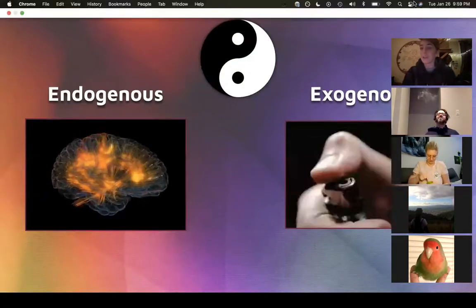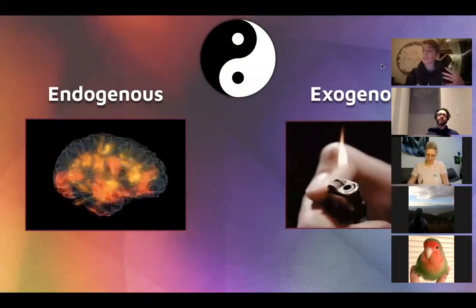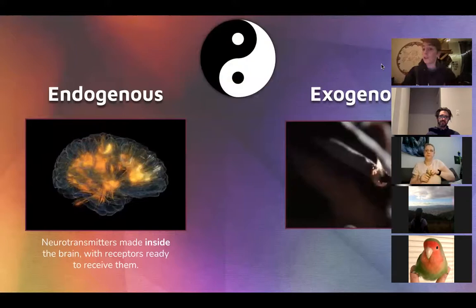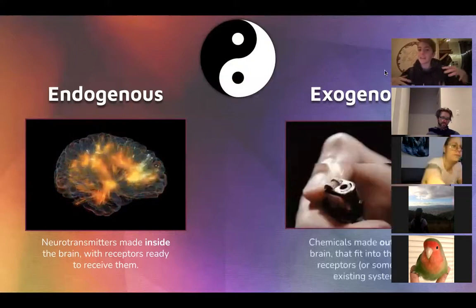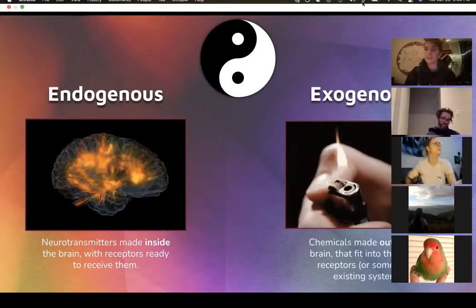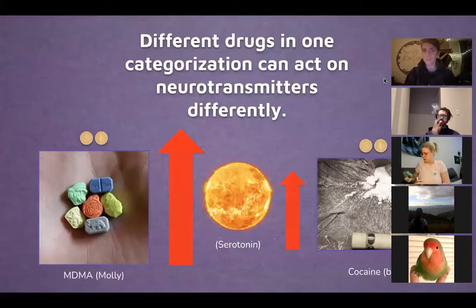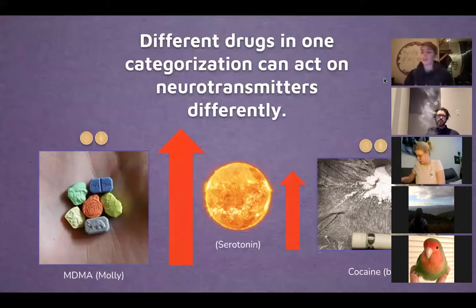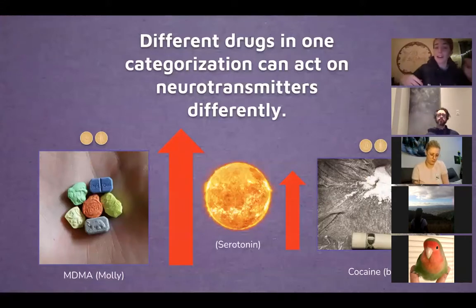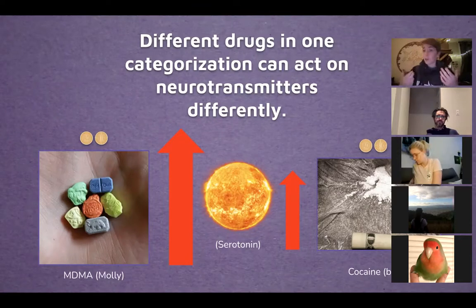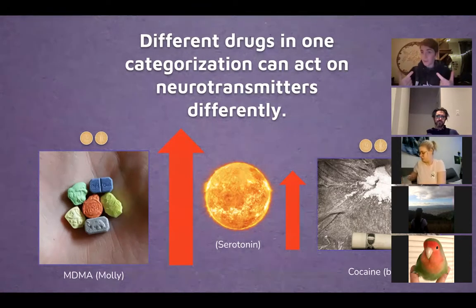Dangers of marijuana. Okay, real quick before we end: endogenous, made inside of the brain, things that are made in your body already, basically. Exogenous, made outside of the body, that can interface with your existing body stuff, basically. Now, really, really quick, I know that I touched on this earlier. We will come back to this concept that different drugs in one categorization can act on neurotransmitters in different ways. So Molly and Coke are both considered to be stimulants, right?